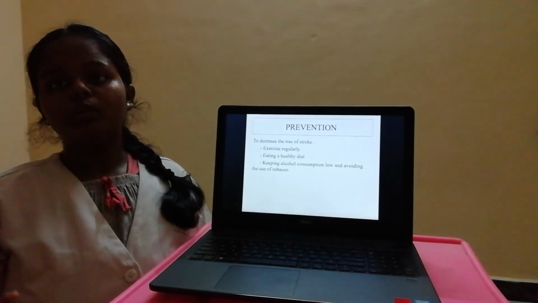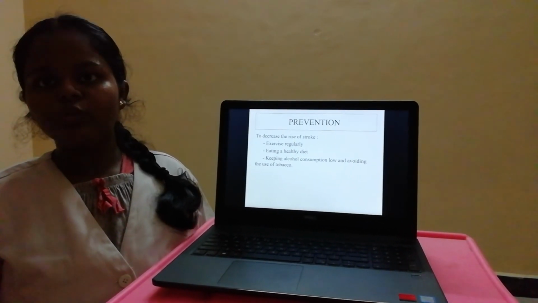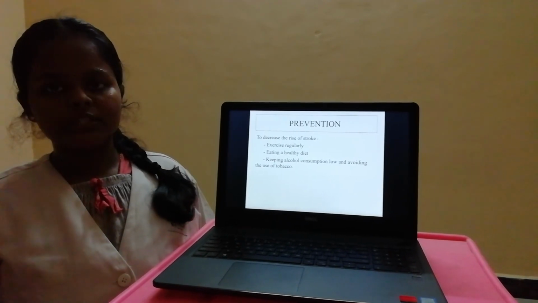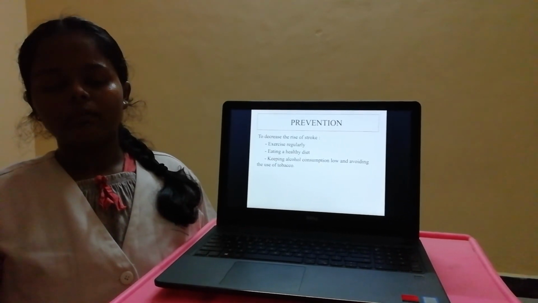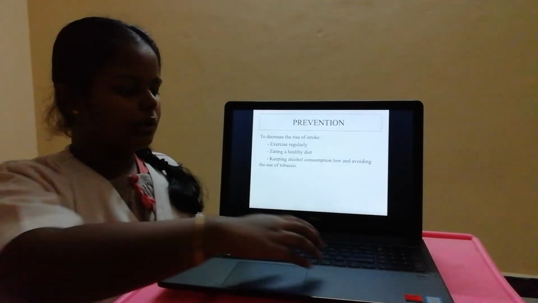Now, prevention. To decrease the risk of stroke, it will be eating healthy food and exercising regularly, by which we can control our BP. We should consume alcohol very little and avoid the use of tobacco.